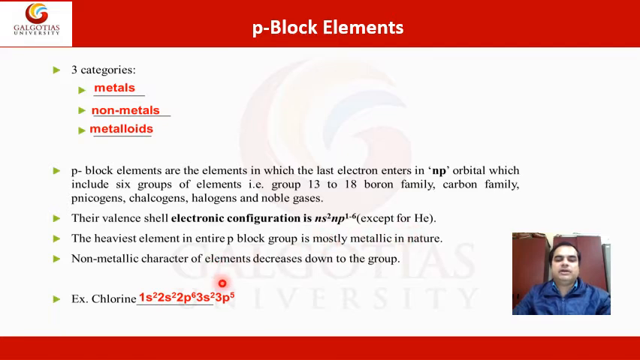The heaviest elements in the entire p block are mostly metallic in nature. The non-metallic character of elements also decreases as we move from top to bottom in a group. Similarly, this is the electronic configuration of chlorine. We can see that the last electron enters the p orbital, as we have shown here, with the general configuration ns2 np1-6. In this case, we can see that there are 5 electrons in the p orbital of the chlorine atom.